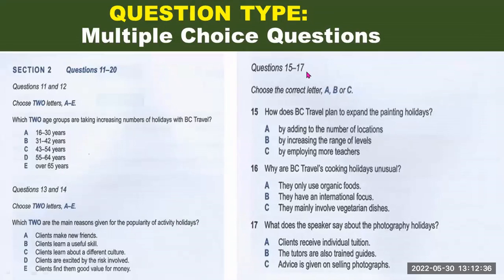Okay, so this is one of the samples of multiple choice questions. It can feature in section 2. This is one of them. So here you see questions 11 and 12. You are to choose two letters A to E, which two age groups are taking increasing numbers of holidays with BC travel. So you have to examine the question and look at the instruction you are given.